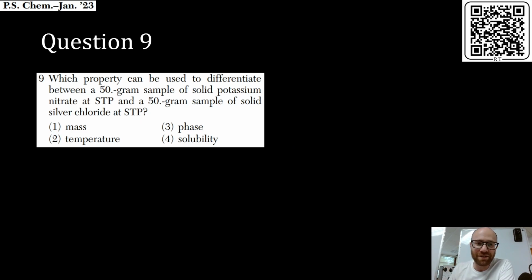For number 9, that's an interesting question how they go about it. They give you a lot of information, and if you'll notice, a lot of the information is the same between the 2 samples that you have of potassium nitrate and silver chloride. They're solids, they're 50 grams, and they're at STP. So since they're both solids, you know the phase is the same, and we're talking about differentiating. Since you know that they're both 50 grams, they have the same mass, and since they're both at STP, which is standard temperature and pressure, they have the same temperature, and really the only thing that's left there is solubility. That's more of a decipher information in the question. Do you know what all these words and all these terms mean?